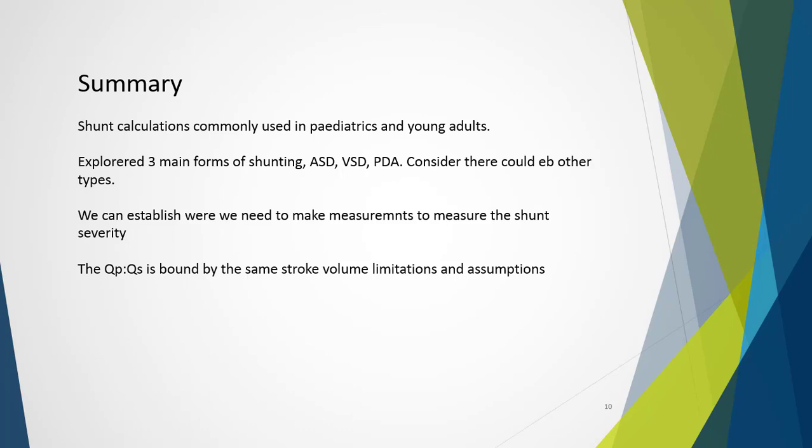We can establish that we need to make measurements to measure the shunt severity. Each of QP and QS measurements need to be made distal to the shunt itself. Don't forget that PDA is an extracardiac shunt, and what would normally be used for pulmonary stroke volume instead becomes the QS. And the QP to QS is bound by the same stroke volume limitations and assumptions, including error by the user and machine setup problems.